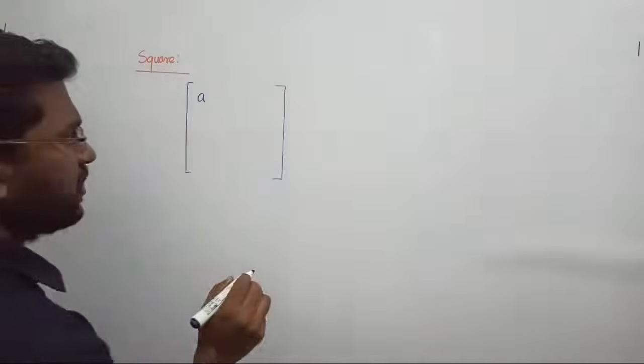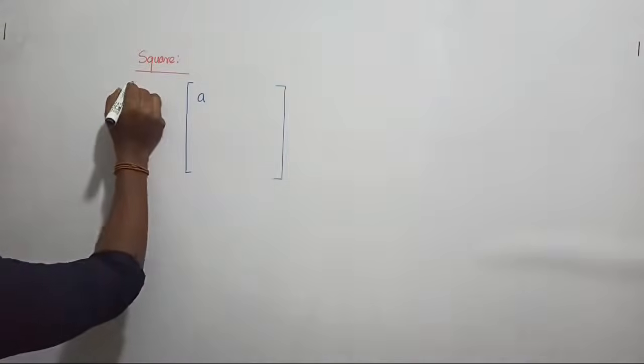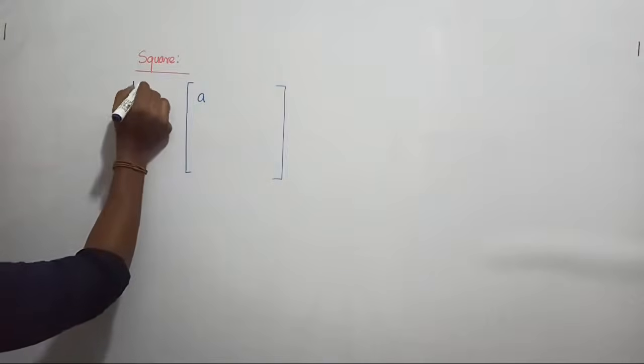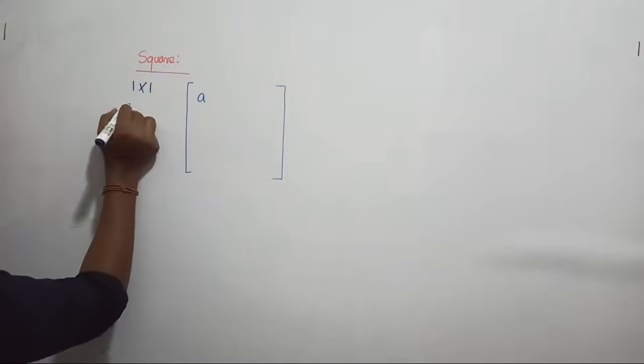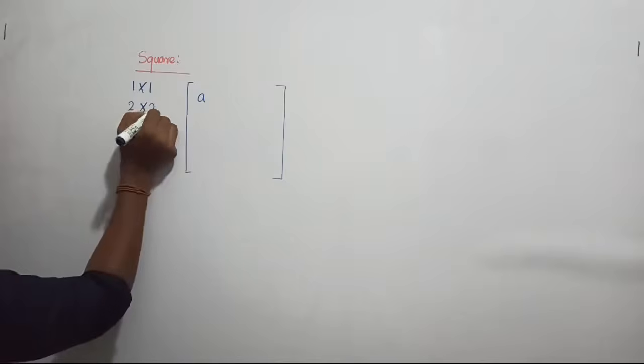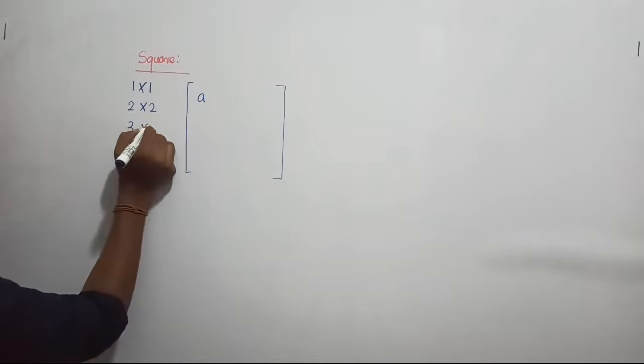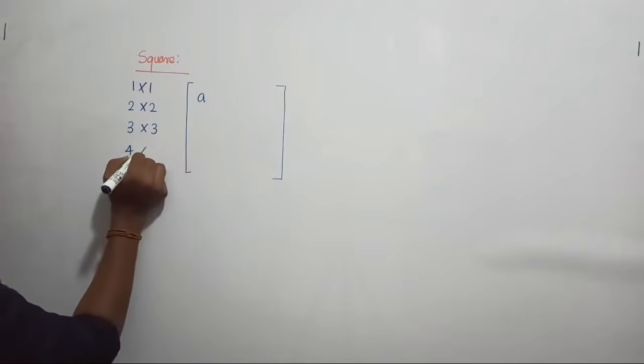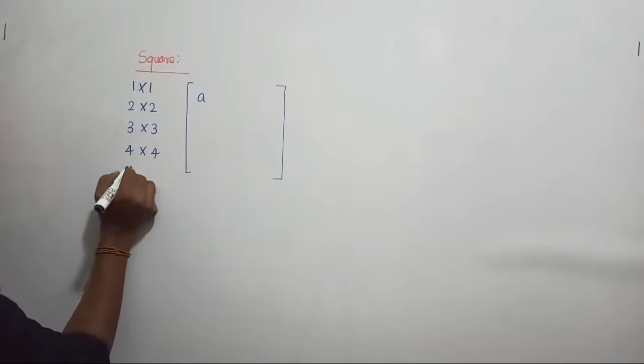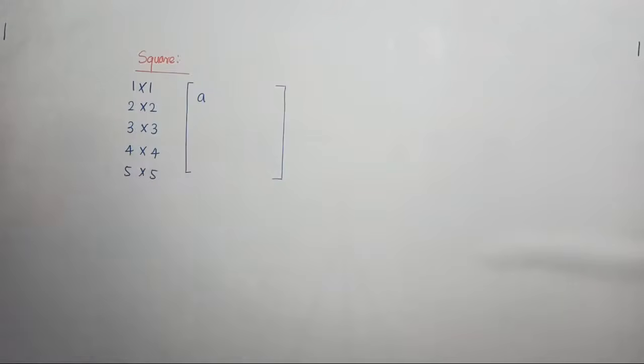Square, in the sense, first of all, if the number of rows is 1, then the number of columns also should be 1. If the number of rows is 2, then columns also should be 2. If rows are 3, then columns also 3. If rows are 4, then columns also 4. If rows are 5, then columns also 5. Such matrices are called square matrices.